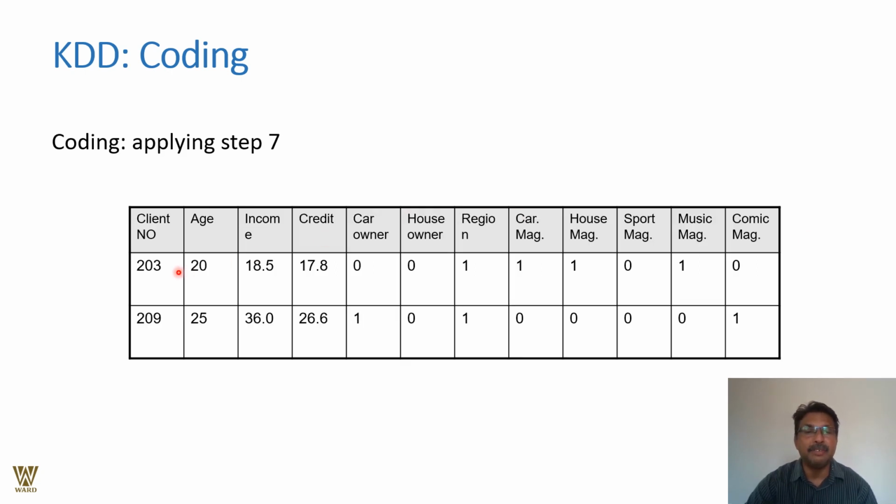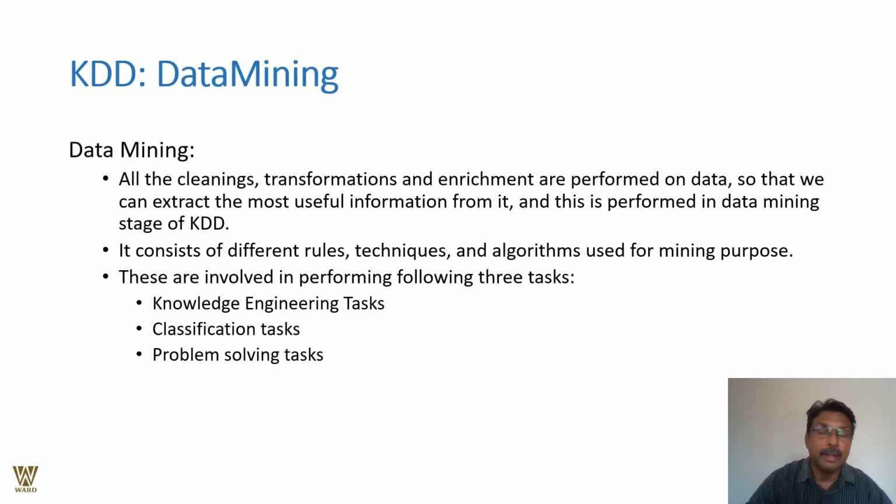Applying step number 7 is where the client age 2003, age at what point of time, at 20, at 25, what was the income level, what was the credit level, how things have moved. You are able to understand and see the progress of the person, or should I say the advancement of the person. Data mining, all the cleaning, transformations, and enrichments are performed only, remember, only on data, so that we can extract the most useful information about the previous example.